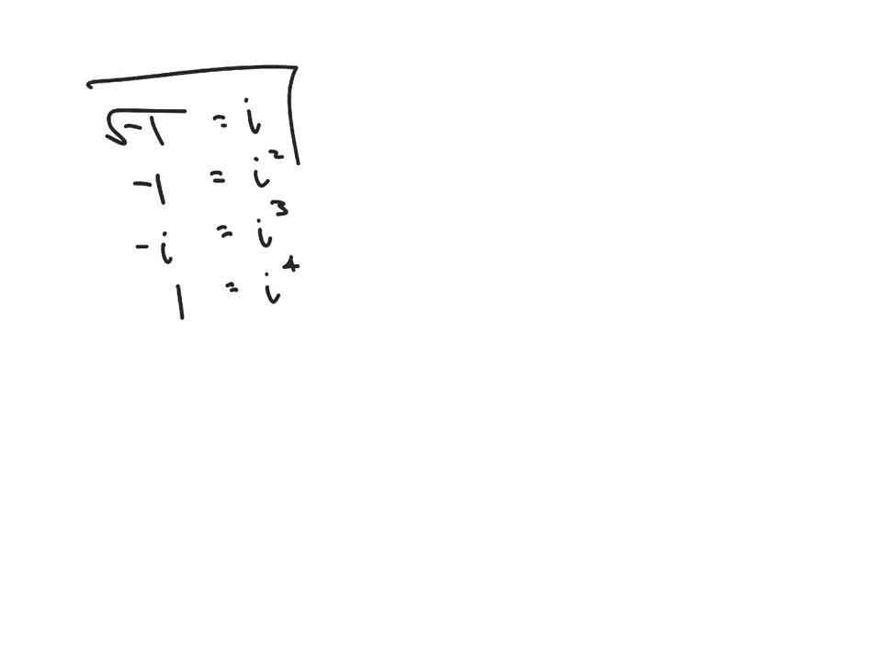All right, so I just said that the square root of -1 equals I. I just told you that -1 by itself is equal to I squared. We also have I cubed, and that equals -I, and I to the 4th is equal to 1.